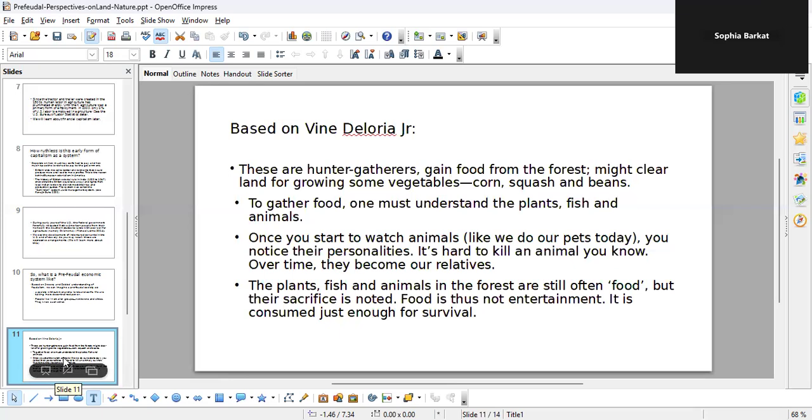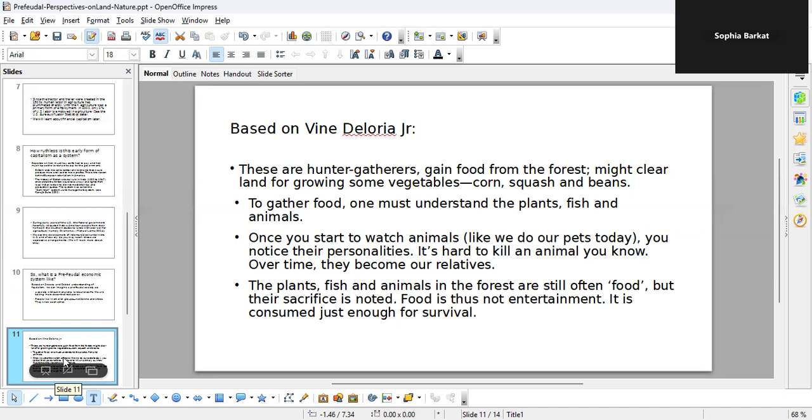You are looking for food, but essentially you're foraging food. You're not planting necessarily too much food, but you know where the food can be found, right? So once you start to watch animals or nature, you notice their personalities, and it's hard to kill an animal, right?